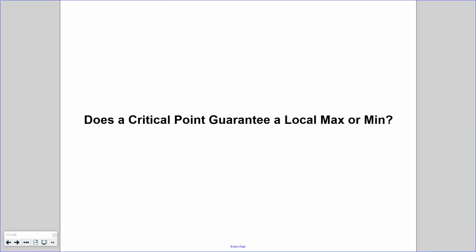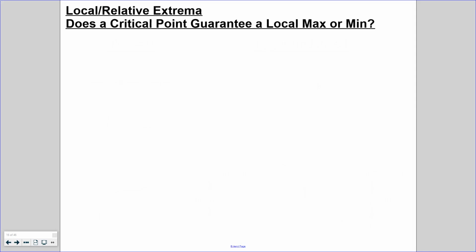So, does a critical point guarantee that there is going to be a local max or local min? And the answer is no, because the way that we defined it is that there can be a local max or local min at a critical point. So let's dive into that and figure out when a critical point is a local max or when it is a local min.